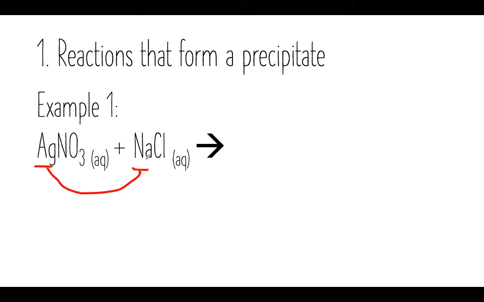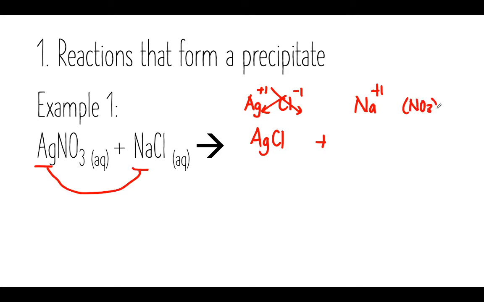AgCl and NaNO3, right? Remember that when we're trying to predict our products, we have to use our crisscrossing. So Ag has a charge of +1, Cl has a charge of -1. And when you crisscross these together, I will get AgCl. Plus, now I have Na and NO3. Again, same situation here. Na has a charge of +1, NO3 has a charge of -1. When I crisscross, I get NaNO3. So I've got two different products here.